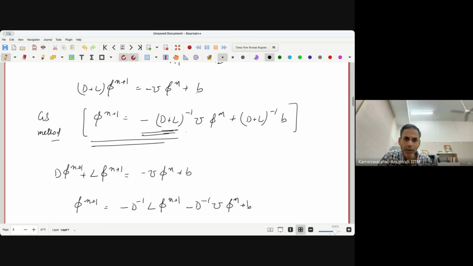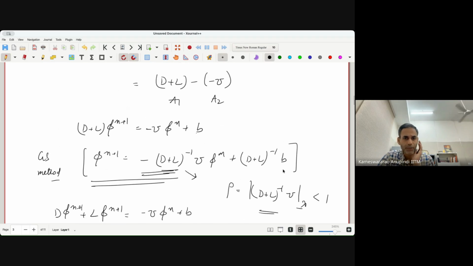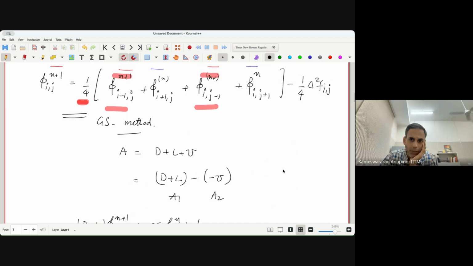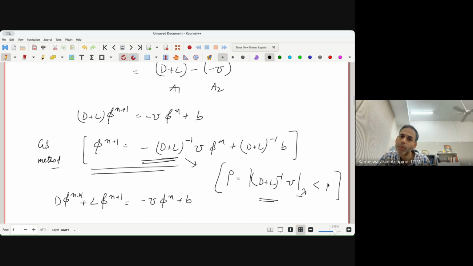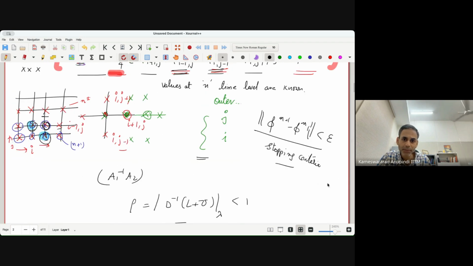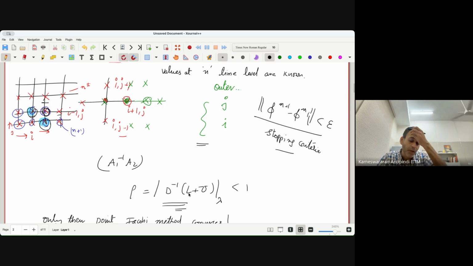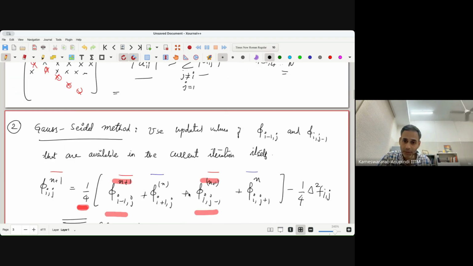But I have only written the earlier form to show that the spectral radius is going to be the eigenvalues of the (d plus L) inverse times U matrix. The spectral value of this should be less than 1 for this to converge. We can contrast this (d plus L) inverse times U with d inverse times (L plus U) that we have for the point Jacobi method. So it is different from there.